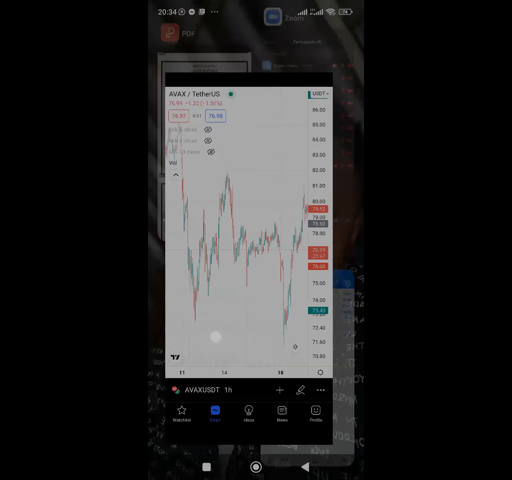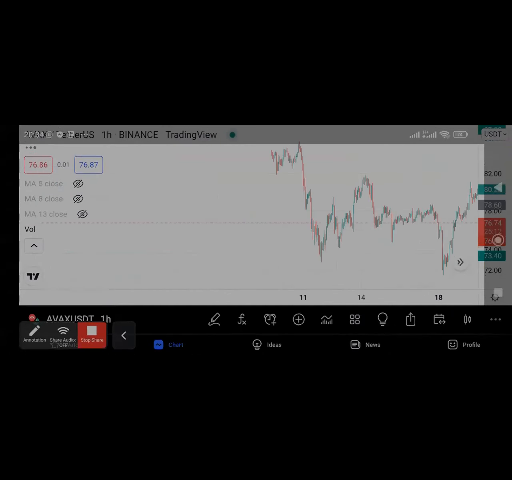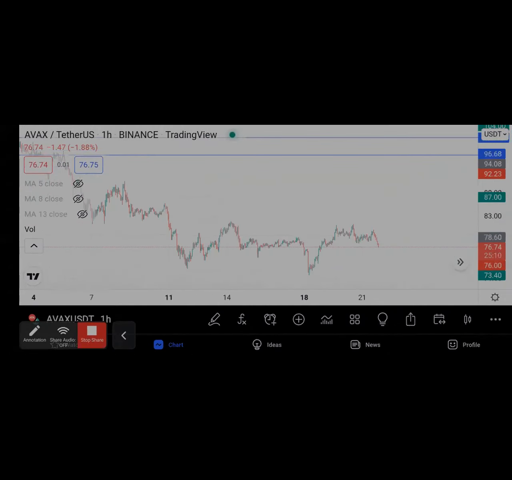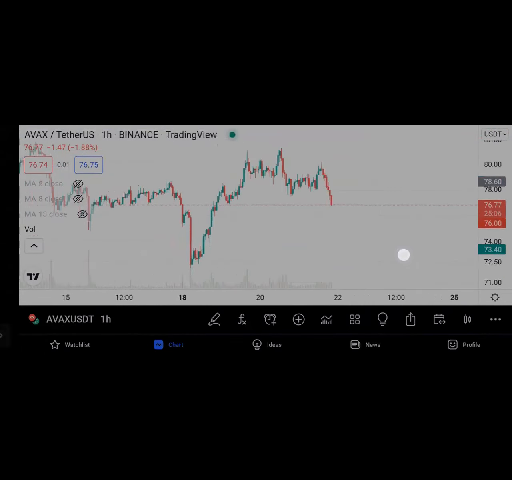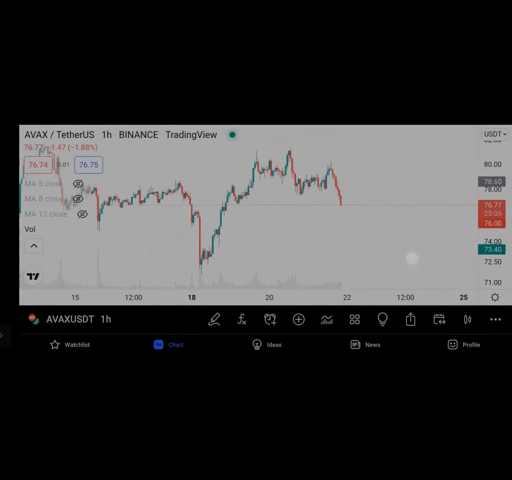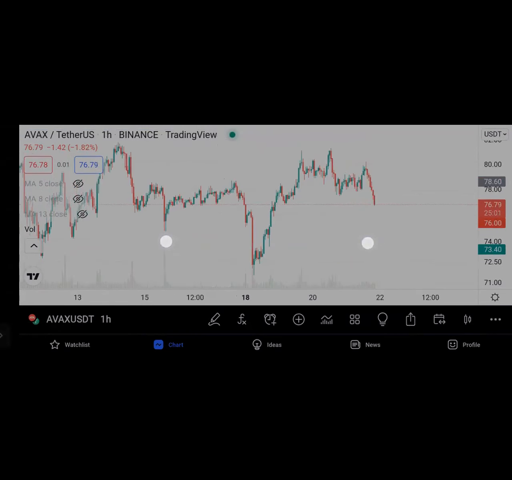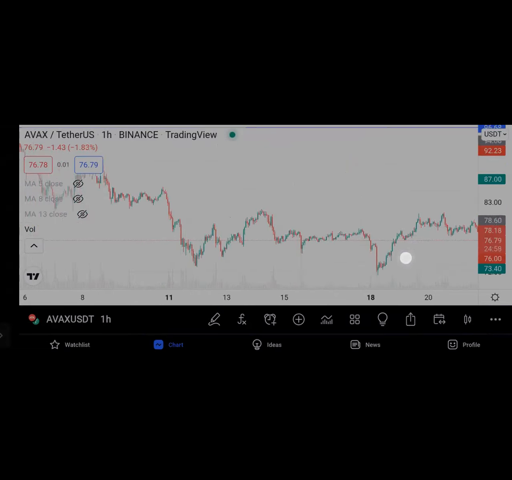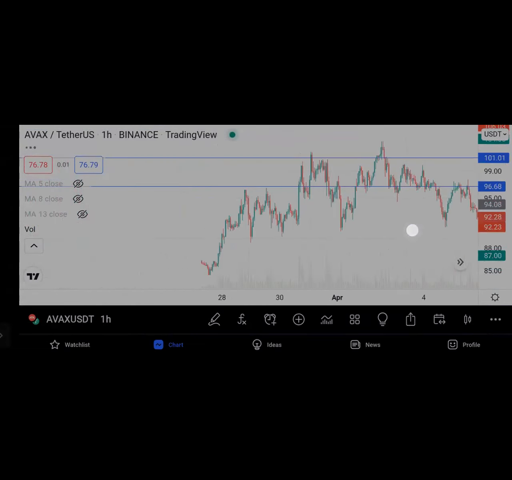Let's see if we can find some real life examples on our chart. I could call this a triple top. Let me look for a double top pattern.